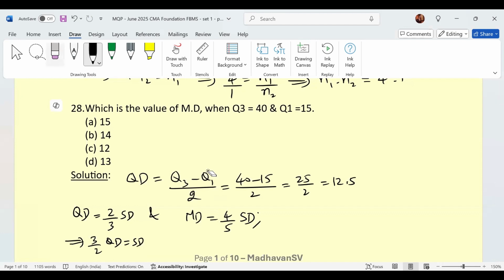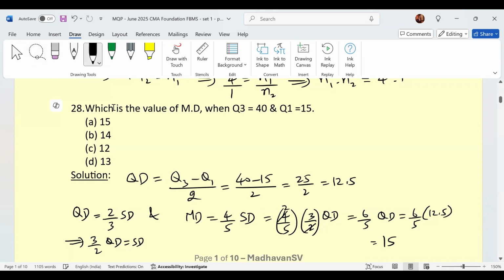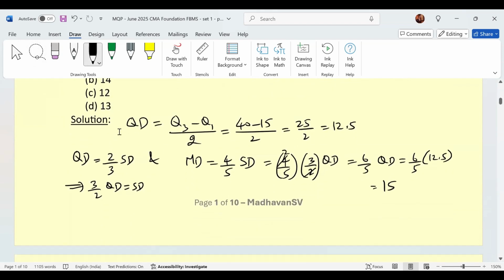So that means this mean deviation can be rewritten as 4 by 5 multiplied by standard deviation, in terms of quartile deviation is 3 by 2 times QD. So this goes with this 2 times. So we get 6 by 5 times quartile deviation, which is 6 by 5 times 12.5. That will give us the value 6 into 12.5 divided by 5. We get 15 as the answer. So it is our option A. That will be the option. Let us move on to the next question.